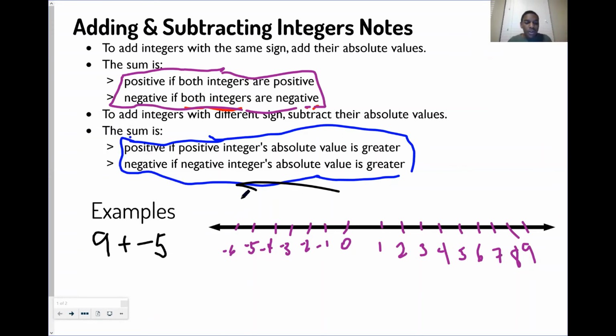All right, so first we are going to put a dot at 9. Okay, that's your starting point. All right, so we're gonna go back 5 spaces. So that's -5.